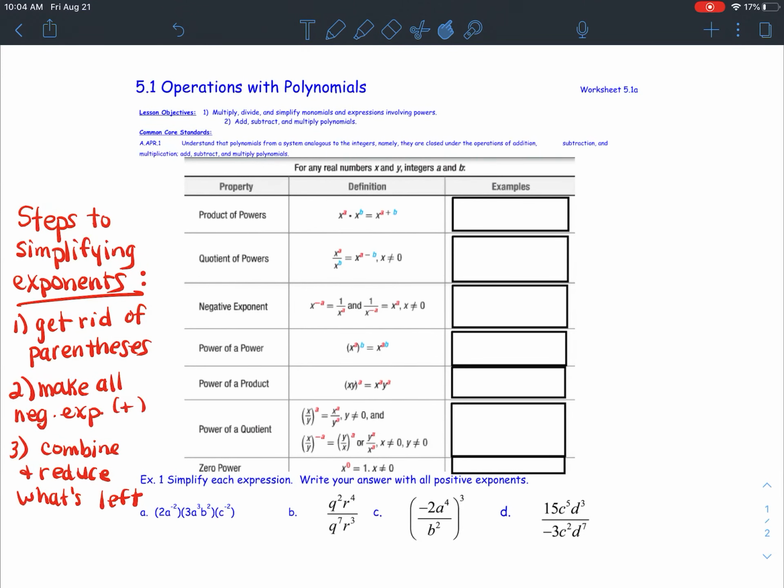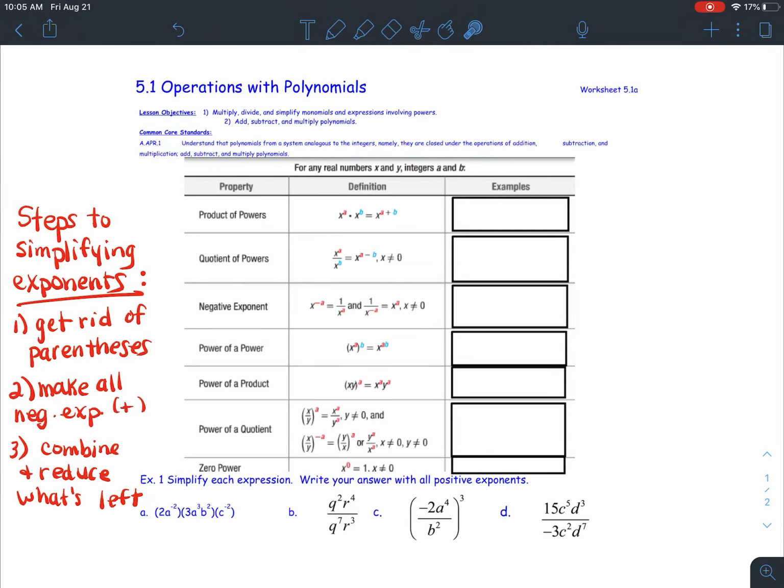Okay, we're going to start section 5.1 today. Chapter 5, the focus is on polynomials. And so a couple things that we're going to be looking at today is, first of all, what is a polynomial? And then we're going to look at how to add, subtract, and multiply polynomials together.